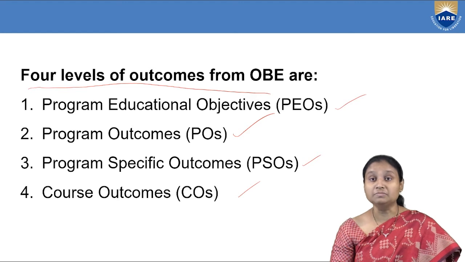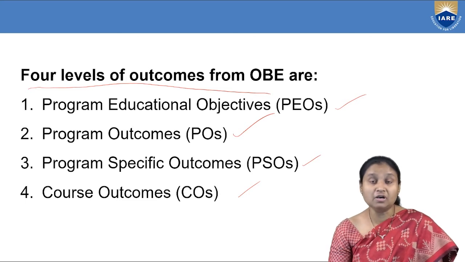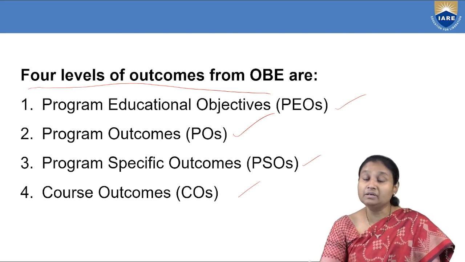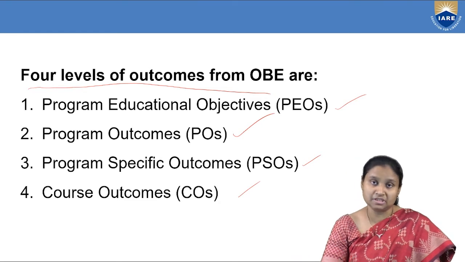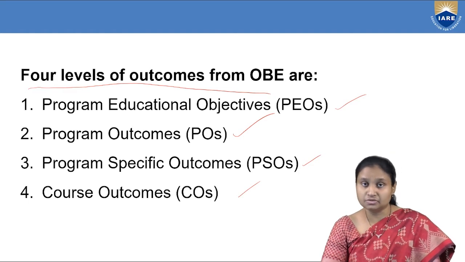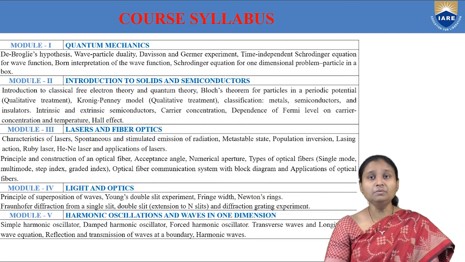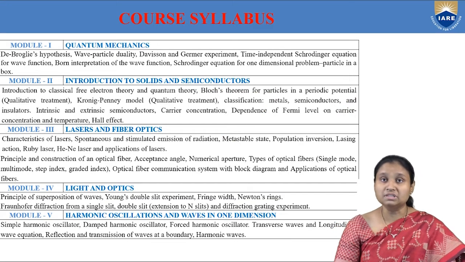What are the outcomes of a particular BTech program? And when we talk about program specific outcomes, then we are talking about different branches under BTech, like aeronautical, computer science, electronics and communication engineering. So they will come under specific programs. And then course outcomes, here in this case, our course is engineering physics, which is taught for first year BTech students. Now, before going into these different outcomes, first we are going to discuss the course syllabus.